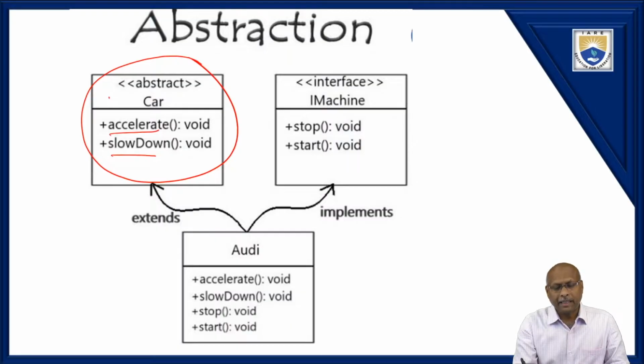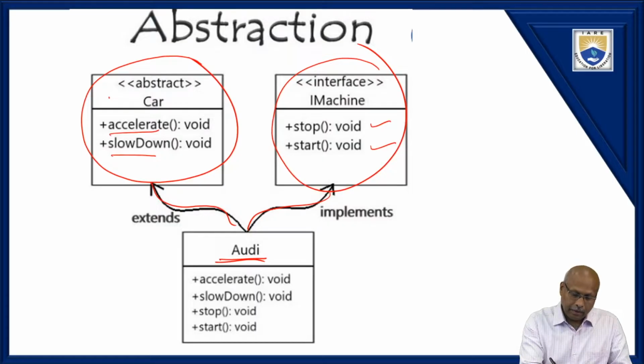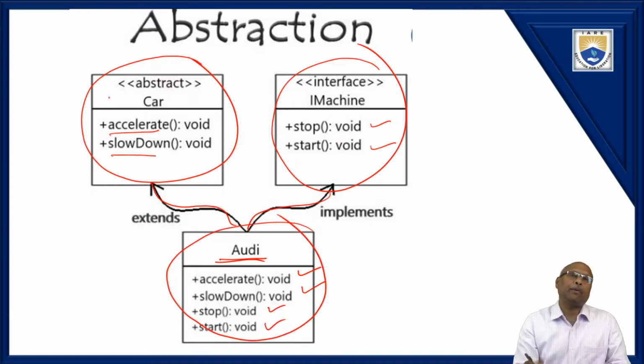Similarly, I am having a machine. That machine helps me to stop the car as well as start the car. So this is also one abstract representation. But how it is stopping and how it is starting the engine or machine, we are not talking about. Only high level information. Whenever you want to go for implementation, then you have to implement in a class. For example, Audi car. I want to implement the Audi car system. So there I will implement both acceleration as well as slow down, as well as start and stop.